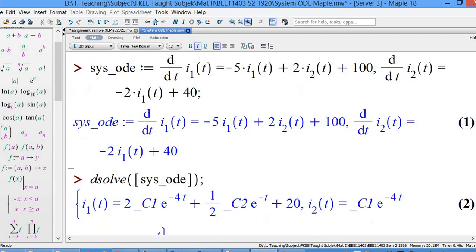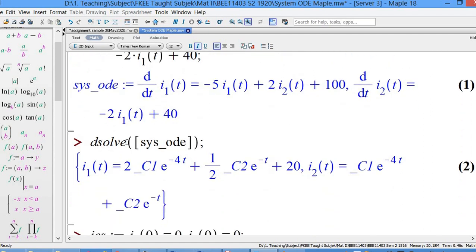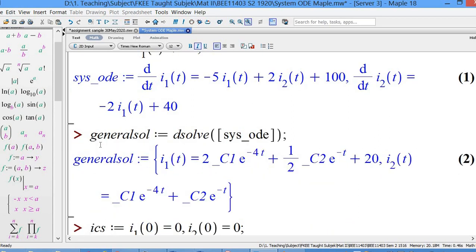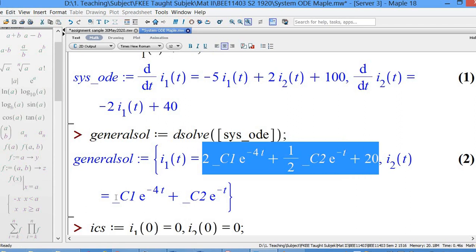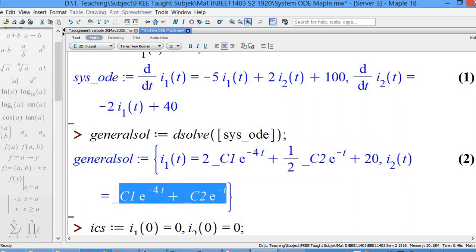And then the shortcut, you may just use the command dsolve. And when you put it, this is the general solution. So for a system of first order differential equations, we have two constants. C1 is actually the A, C2 here is actually the B, because you got two equations, you have two integral constants. So this is the solution for the I1, this is I2. This is using the built-in command dsolve.